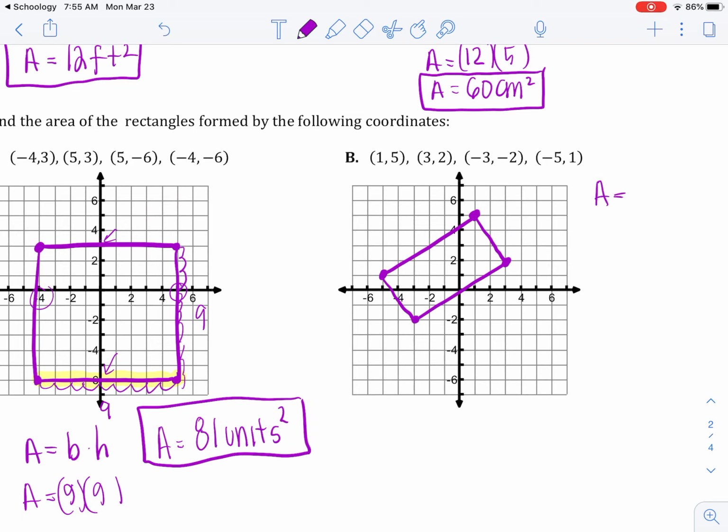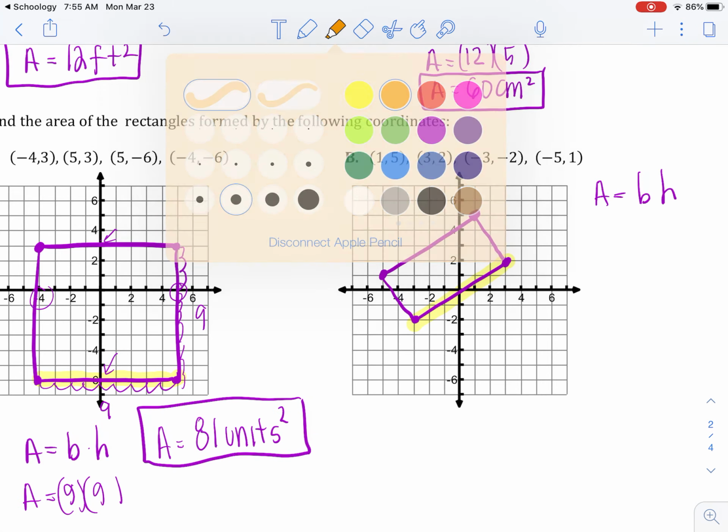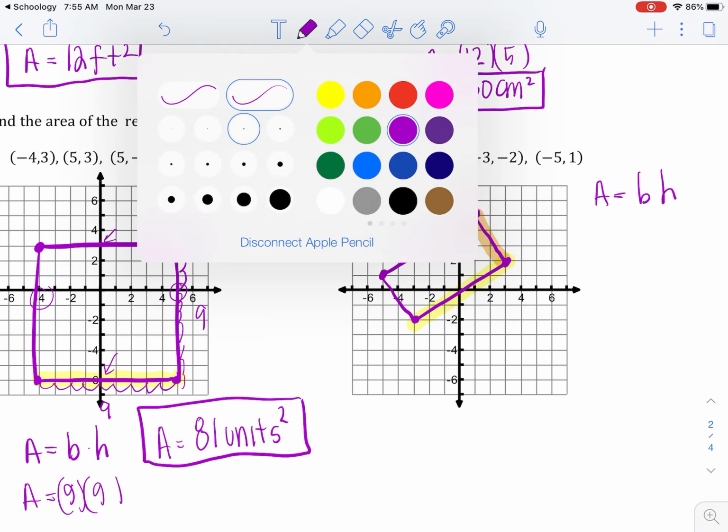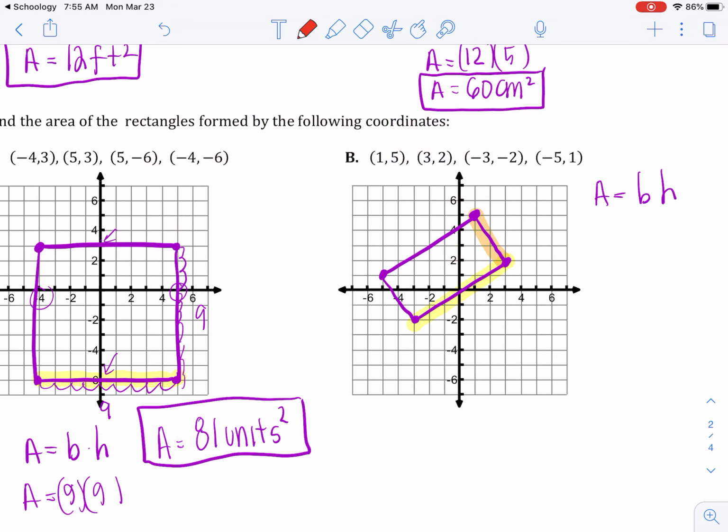Okay, so you should see a difference here in this problem. I started same exact way, area equals base times height. But now I look and I see that my base is on a diagonal, and so is my height. So I need to find those 2 pieces right there, their length. And I can't just count because they're diagonals. But here's what I can do. I'm going to change my color. I'm going to change it to red, let's say.